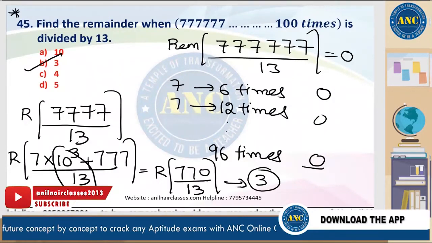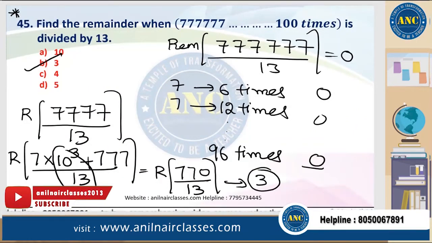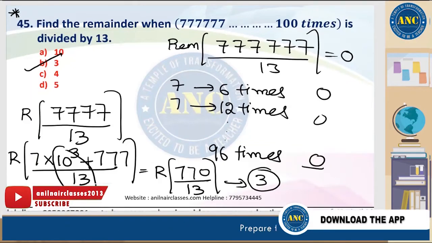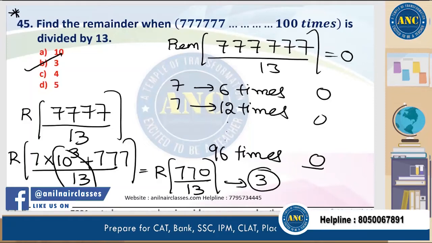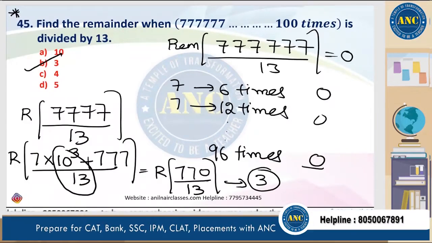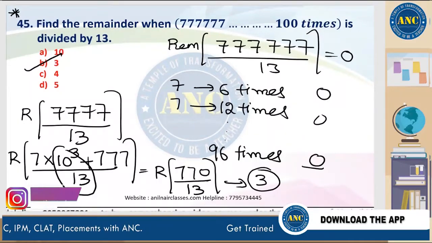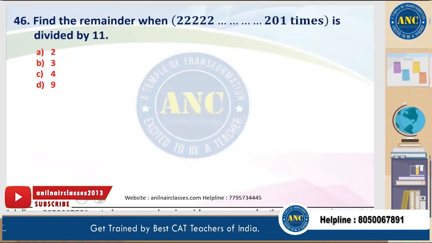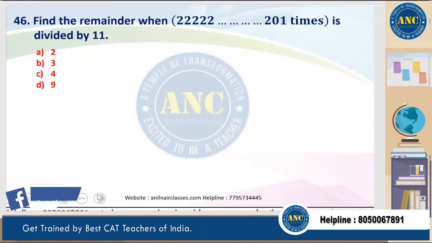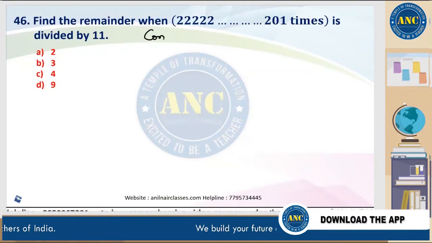Any 3-digit number written even number of times divided by 13 is 0, or any single non-zero digit written in groups of 6 is also 0. So for 100 sevens, 6 sixteens are 96, with 4 sevens remaining. Either you can do 7777 divided by 13 or use the concept of 7 into 10 cube by 13. Next, same thing we can also use it for the concept.